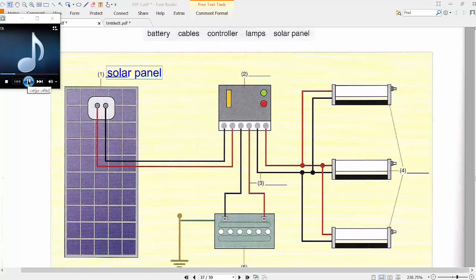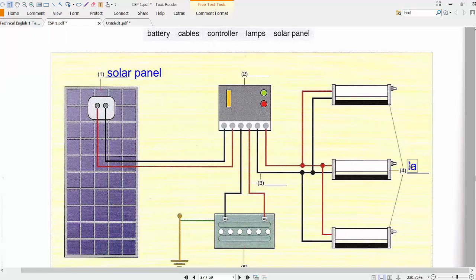The solar panel collects the sunlight and changes it into electricity. And here, on the right, you can see 3 lamps. These 3 long things. Where are the lamps? These things on the right. 1, 2, 3. 3 lamps.